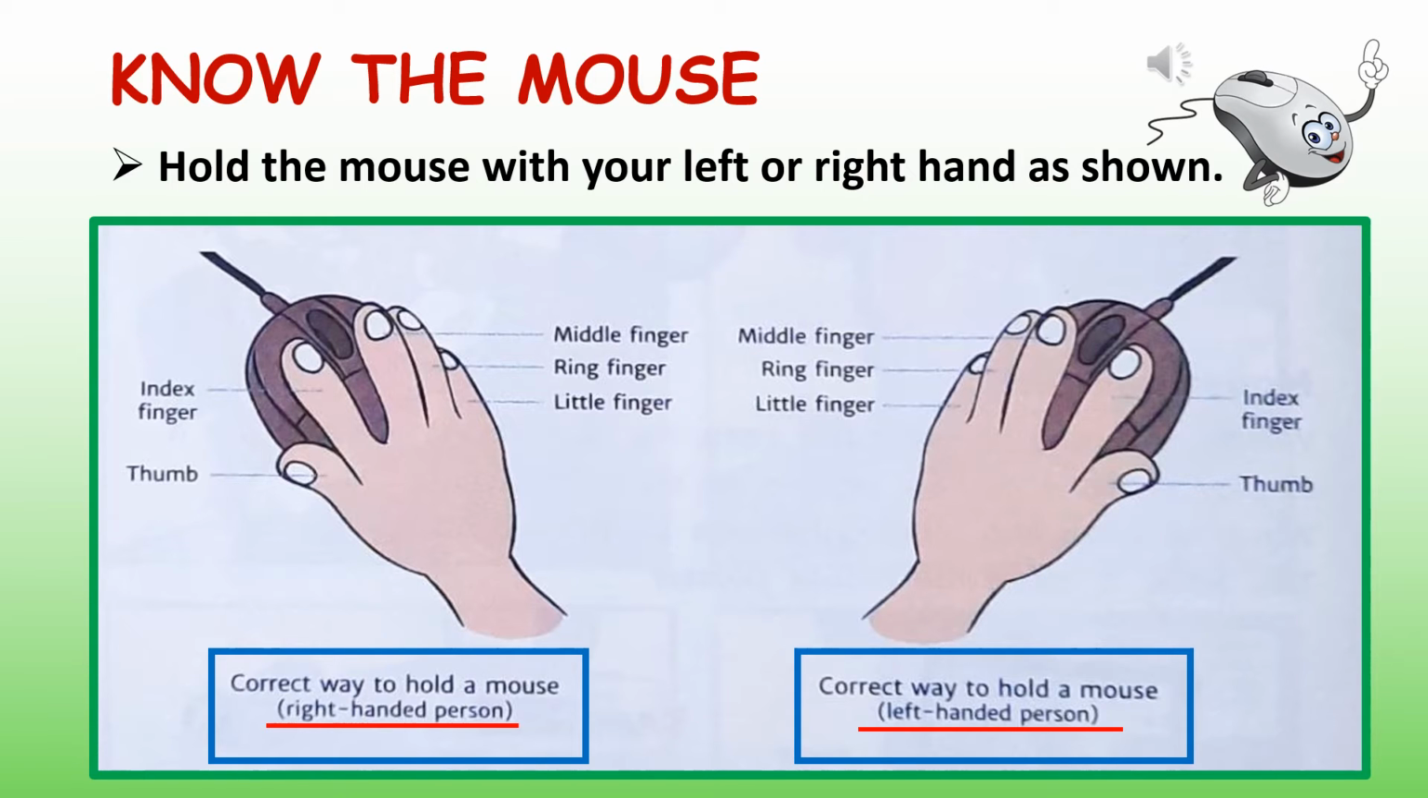If you are a left-handed person, you will hold the mouse with your thumb, ring finger and little finger. No changes in that. And you will click on the left mouse button with your middle finger and the right mouse button with your index finger, the opposite.